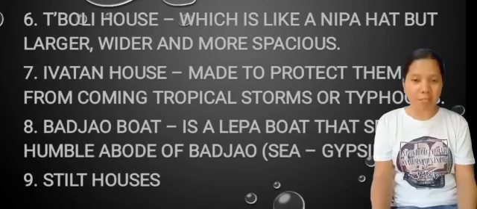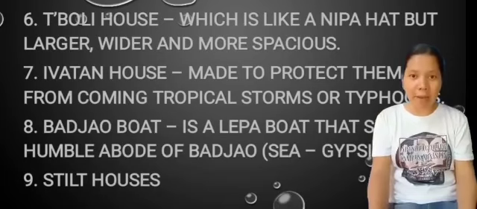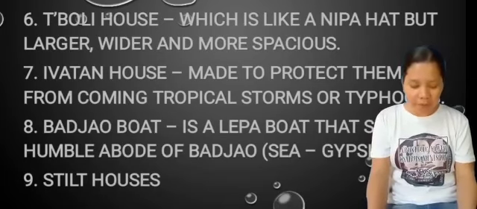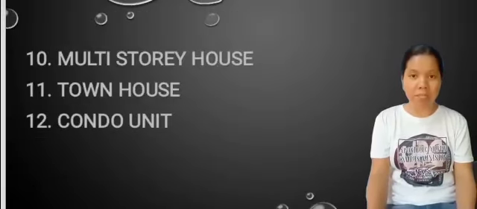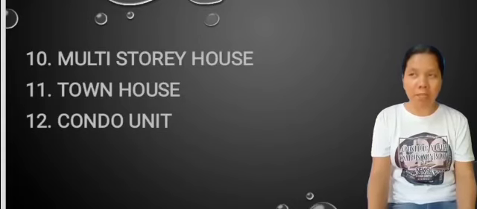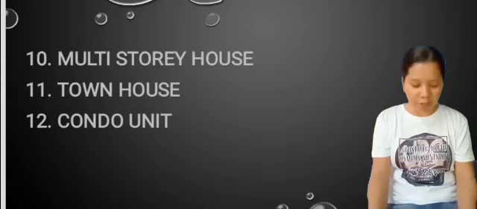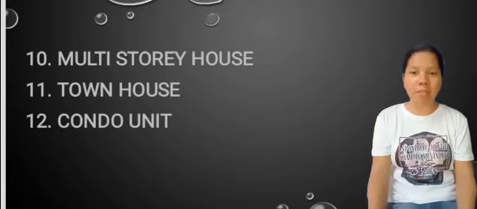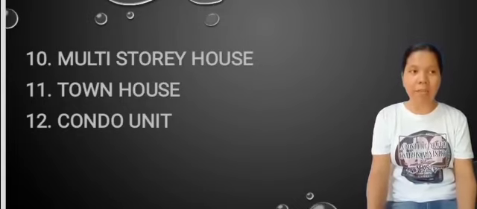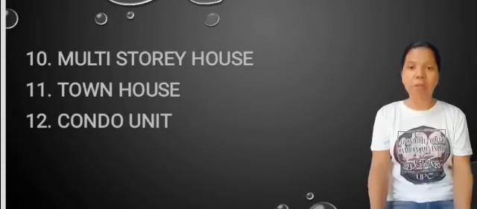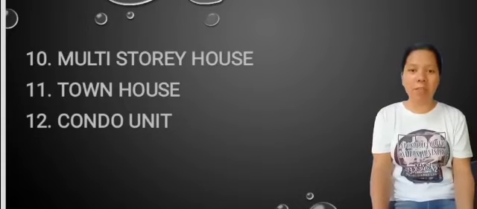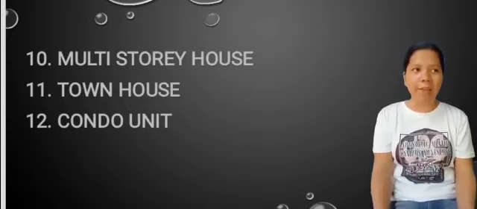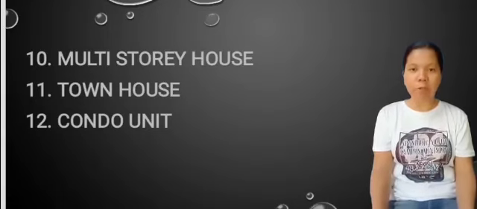Stealth houses. It is made of metal materials. Multi-story houses. It is a kind of house that is one or more story houses. Townhouse or townhome. It is a kind of house that is in a subdivision that can be seen in cities. Condo unit. It is a kind of house that is very elegant and found also in the city.